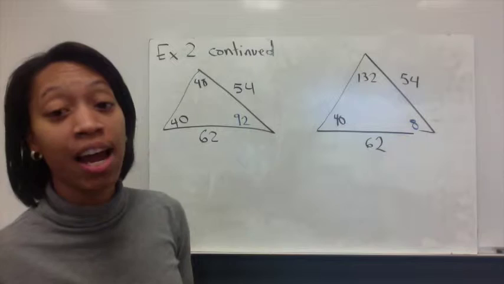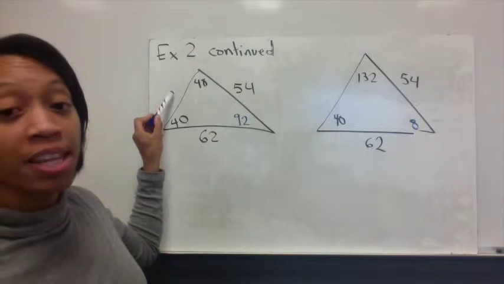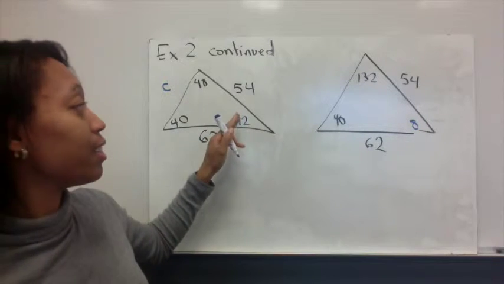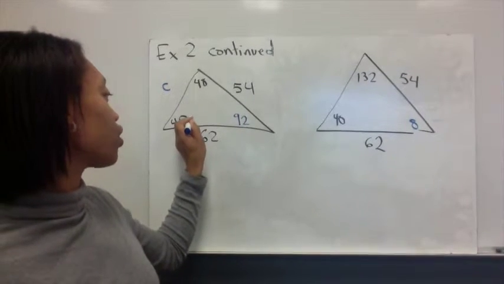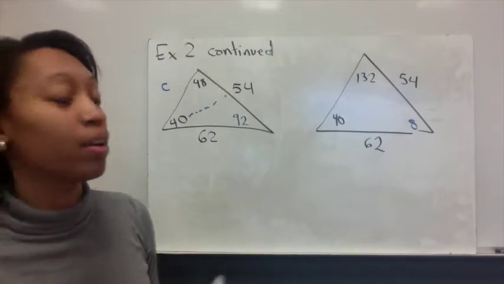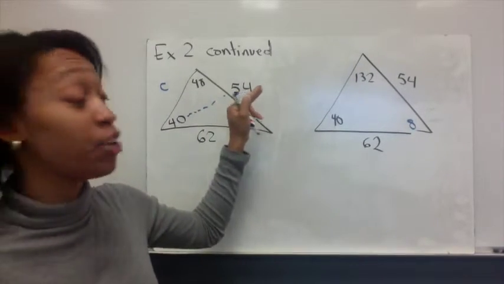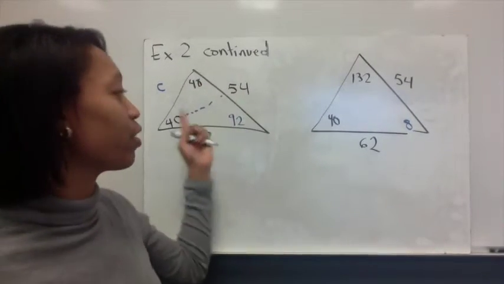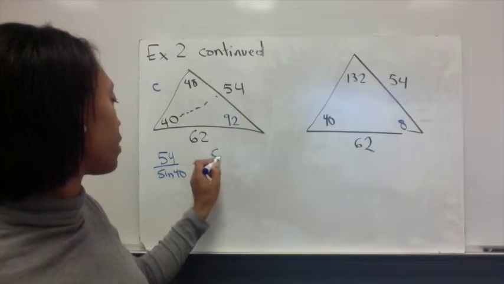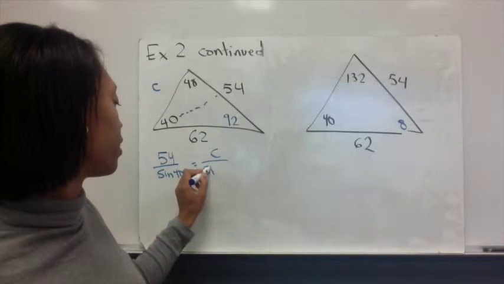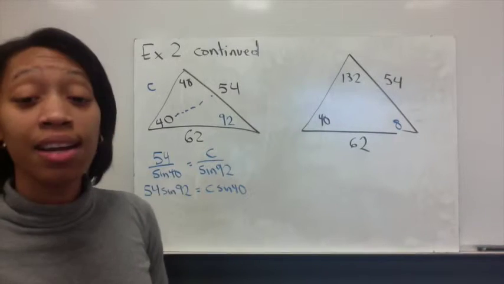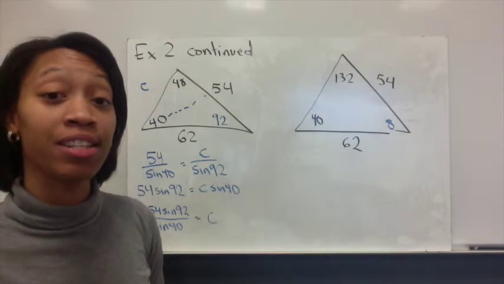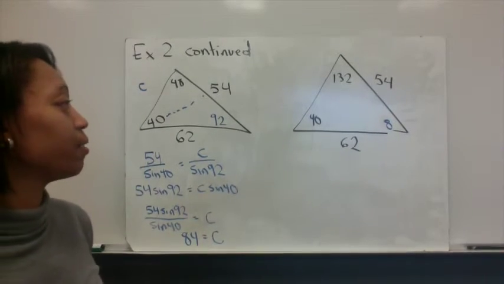So we need to do the sine rule one last time to find the missing side here. Let's call it C. So we're going to do the sine rule to find side C. Let's start with one of the pairings that we already know. You could use this pairing or this pairing because we know both already. I'm going to stick with the original one. Equals C over sine 92. Cross multiply, divide by sine 40, and put that in the calculator to get the final answer. We get 84 to be C.